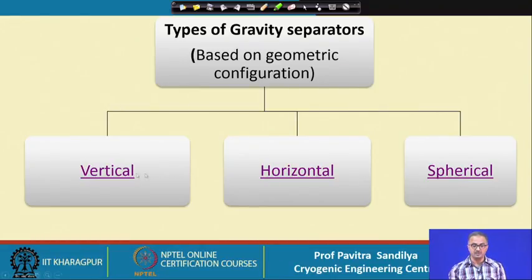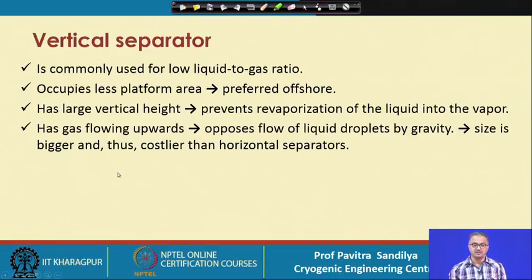It could be vertical, it could be horizontal, or it could be spherical. So let us see the vertical separators. They are commonly used for low liquid to gas ratio, and they occupy less platform area, and that is why they are preferred in the offshore applications, and they have large vertical heights.